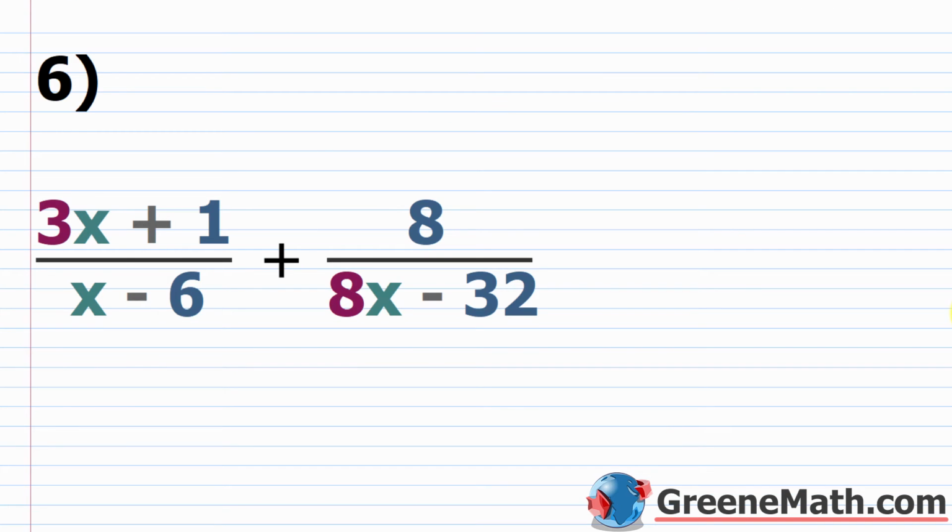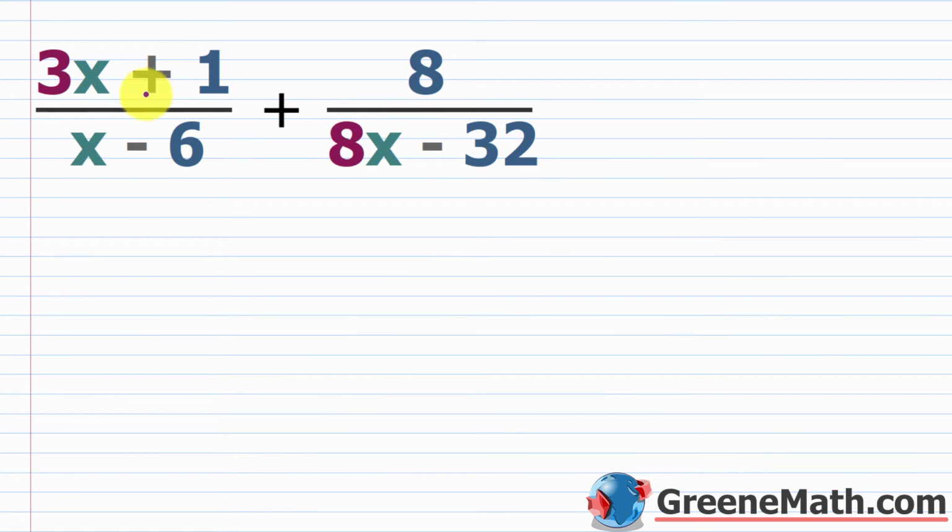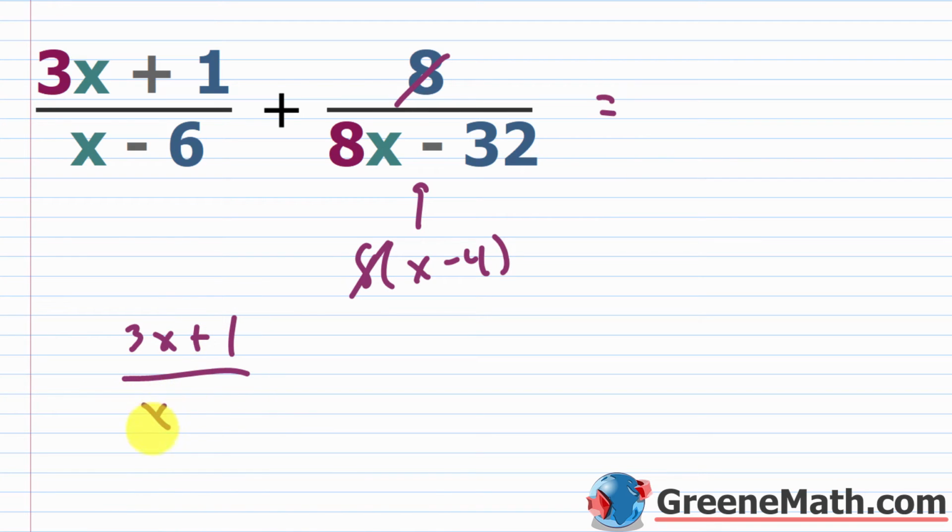Let's look at problem number 6. So we have 3x plus 1 over x minus 6 plus 8 over 8x plus 32. So this, you should be able to eyeball it and see that you can pull out an 8 there, and then you can cancel between numerator and denominator. So what you'd have here is 3x plus 1 over x minus 6, then plus, this is going to be a 1 up here, over this x minus 4. Again, you don't have to do this, but it just saves you work in the end.